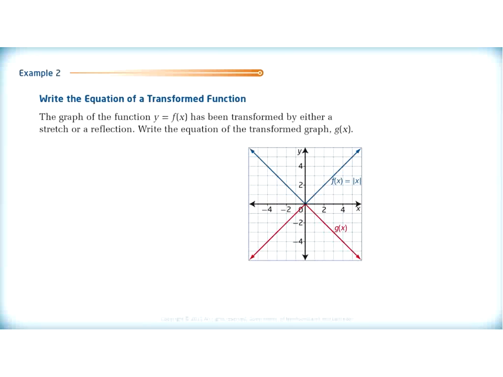Okay, let's have a look at another example. The graph of the function y equals f of x has been transformed by either a stretch or reflection. Write the equation of the transformed graph, g of x. Well, I think if you look at the graph of f of x and the graph of g of x, we can clearly see that there's a reflection occurring here. And the reflection occurs in the x-axis.